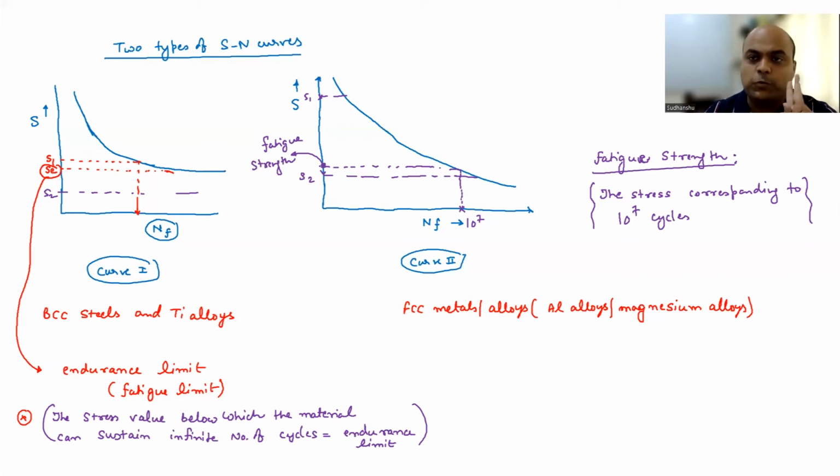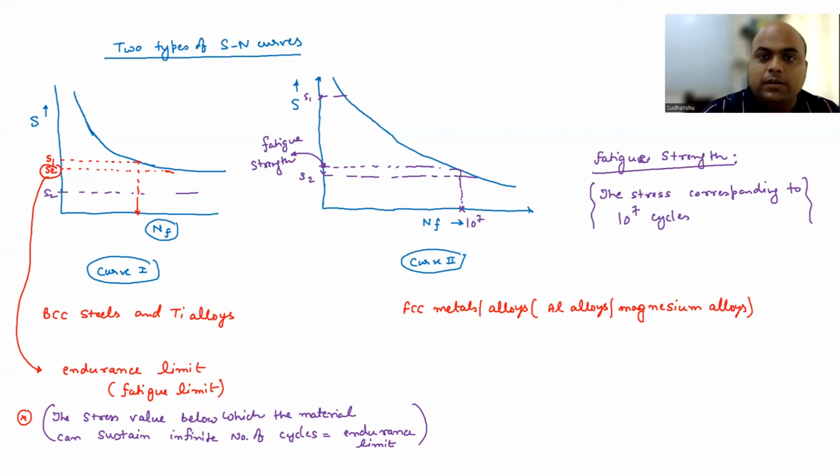Okay, so you have two types of curves. One will give you the endurance limit, especially BCC steels and titanium alloys, and another one where your curve is continuously going down. We talk about fatigue strength and not the endurance limit or fatigue limit. Okay, and the fatigue strength corresponds to 10 to the power 7 cycles.